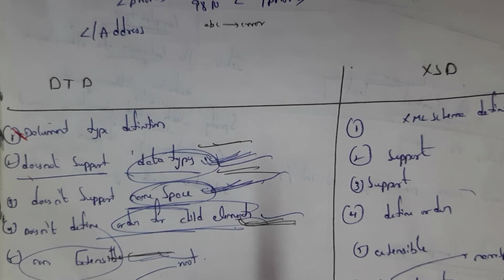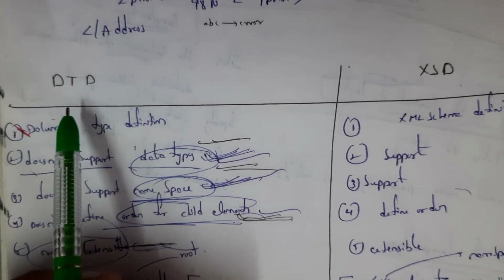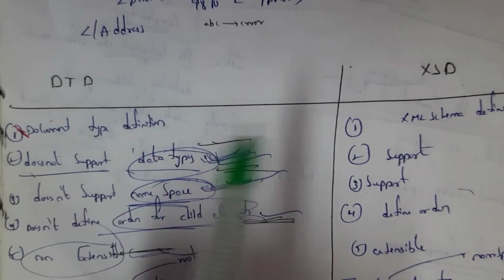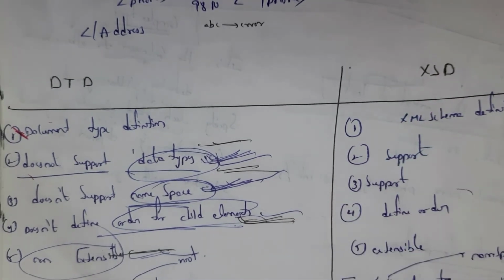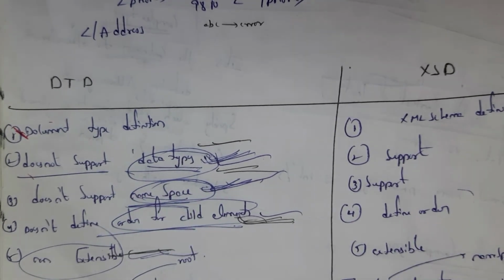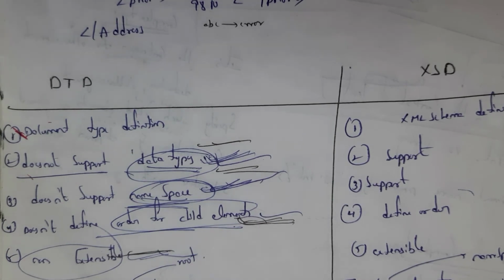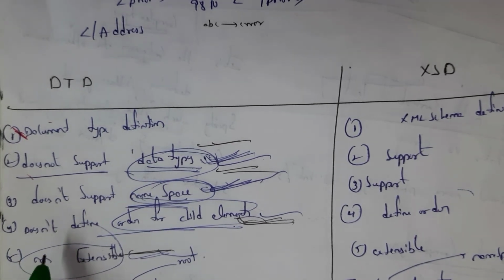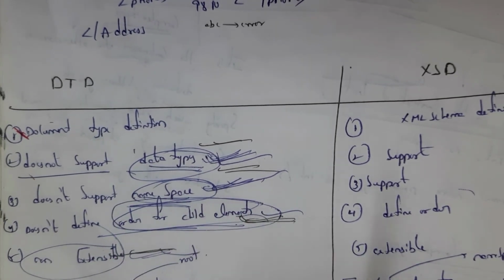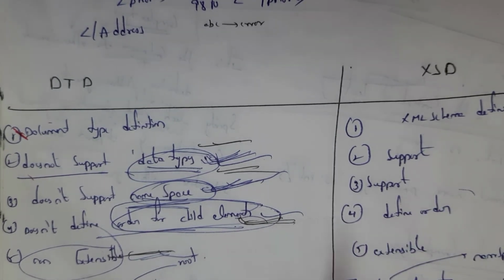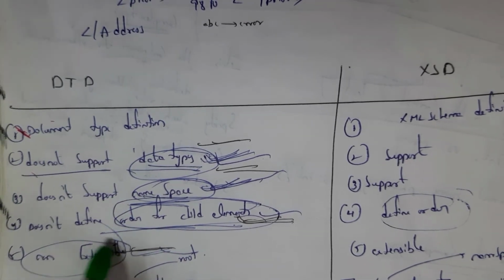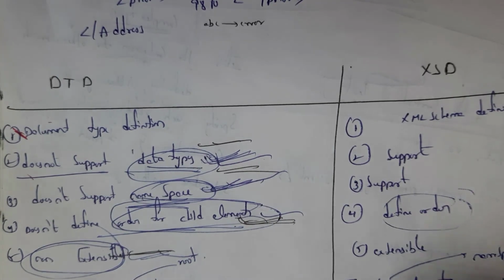See the comparison between Document Type Definition and XML Schema Definition. DTD stands for Document Type Definition and XSD stands for XML Schema Definition. DTD does not support data types and namespaces, but XSD supports data types and namespaces. DTD does not define order for child elements, but XSD defines order for child elements, and DTD is not extensible, whereas XSD is extensible.